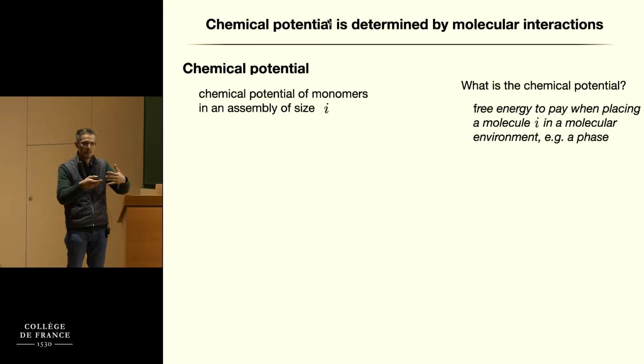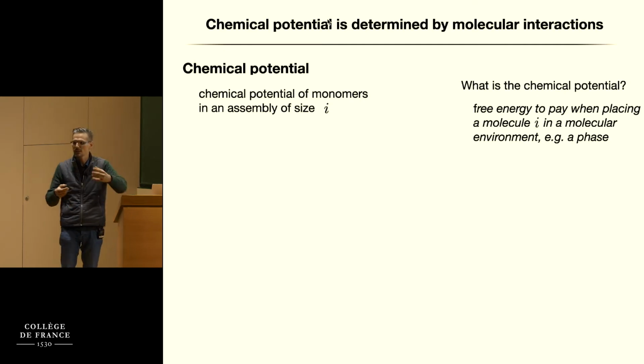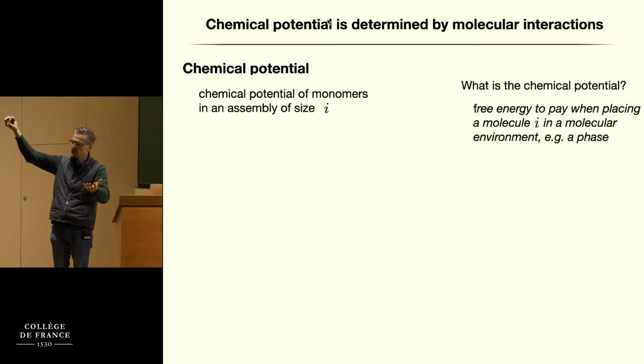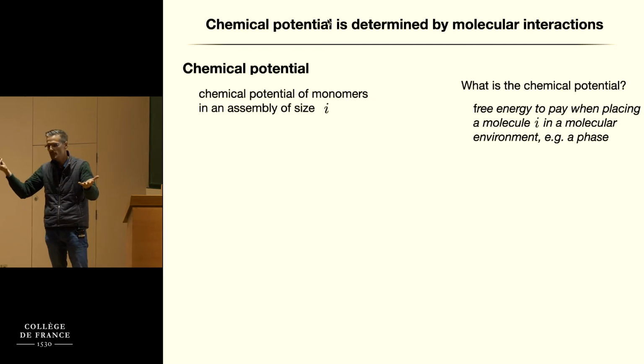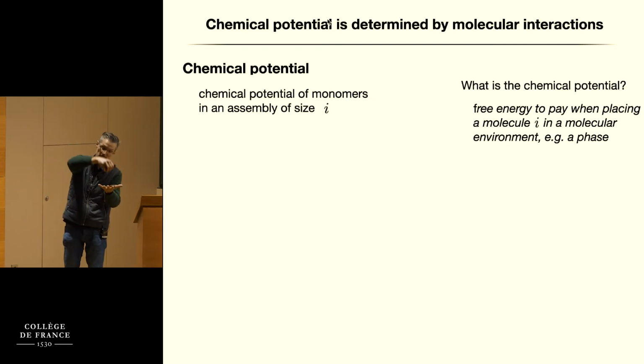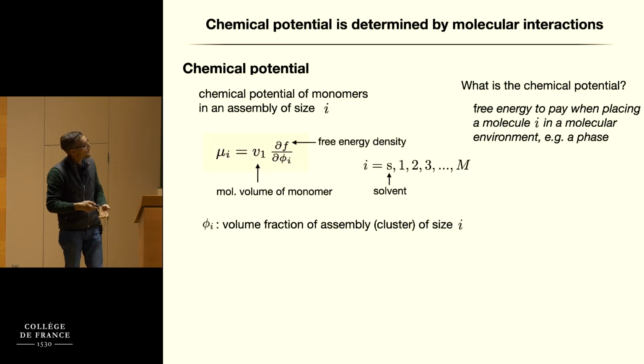How can I think about it? What is the definition of the chemical potential? The chemical potential is you take it and you put it into an environment with some interaction, including all its surroundings. So the chemical potential is not just the bare energy to create the molecule, it is the energy to put it in a respective environment with all its respective interactions, like a phase.